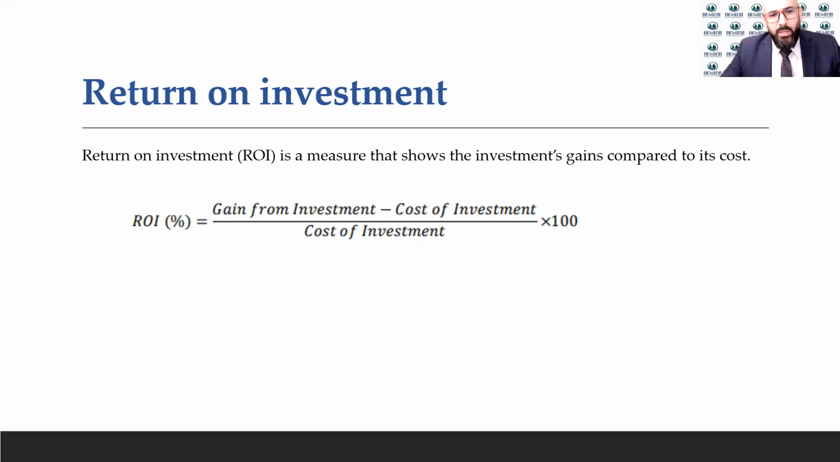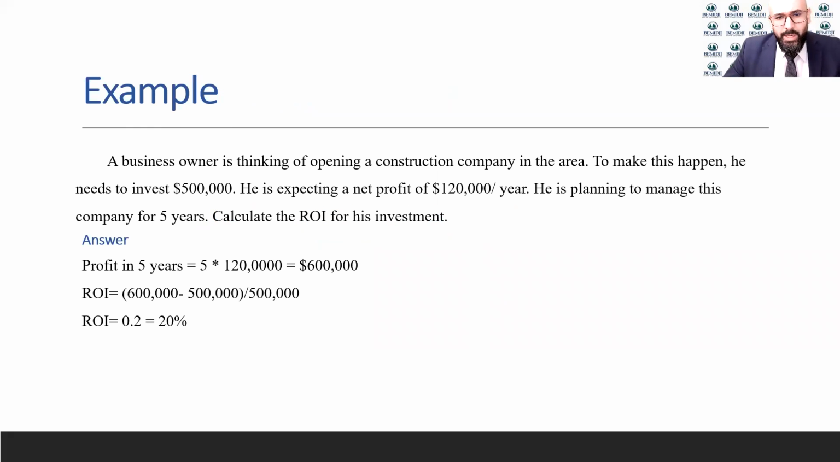So what is a rate of return, or rate on investment, or ROI? It is the measure that shows the investment gains compared to the cost. We need to find the percentage of the gains compared to the cost, and that can be calculated using this equation: ROI equals the gains from investment minus the cost of investment, divided by the cost of investment, times 100. All right, let's apply this in this example here. Of course, these examples can be developed using Excel. All right, so here's an example.